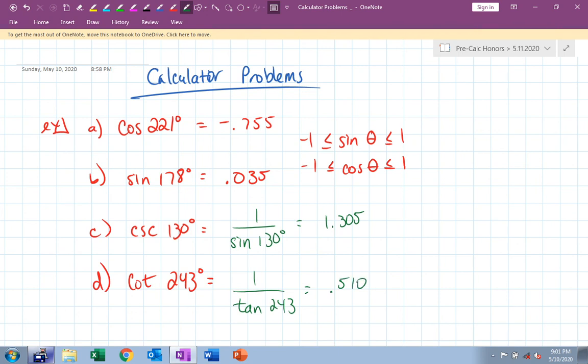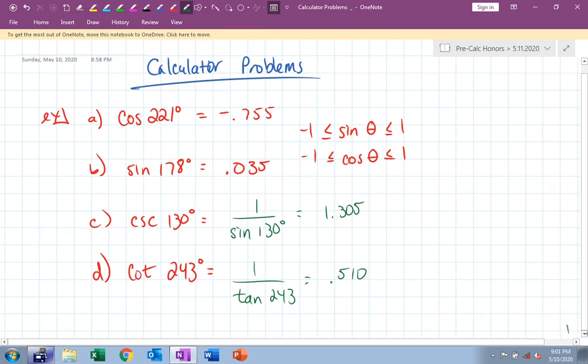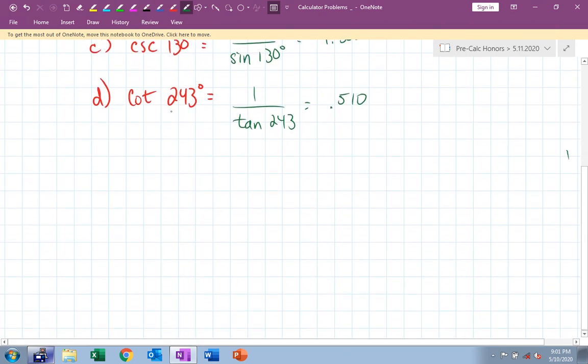Alright. Now, if there is no degree symbol, this is huge. If there is no degree symbol on the problem, you must assume we're in radians. Therefore, you would have to change your calculator. So if no degree symbol, use radians. Right, that's huge.